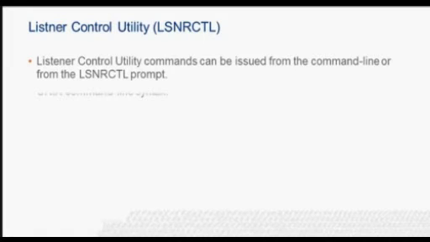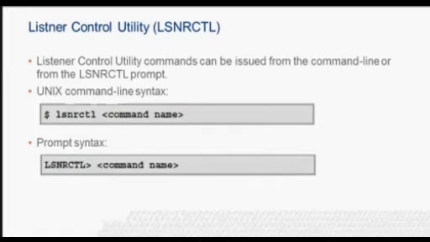Next is the listener control utility. The listener control utility enables us to administer listeners. We can use this command to perform basic management functions on one or more listeners. Additionally, we can view and change parameter settings. The basic syntax of the listener control utility command is as follows: lsnrctl, then the command name. Here, with the command we can also give the listener name, which is the name of the listener to be administered. If no name is specified, then the default name LISTENER is assumed.